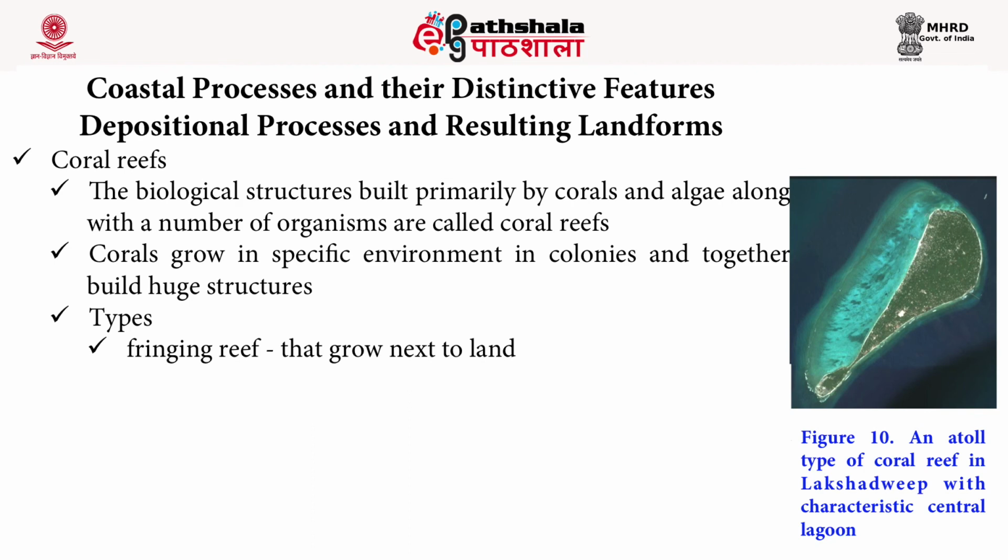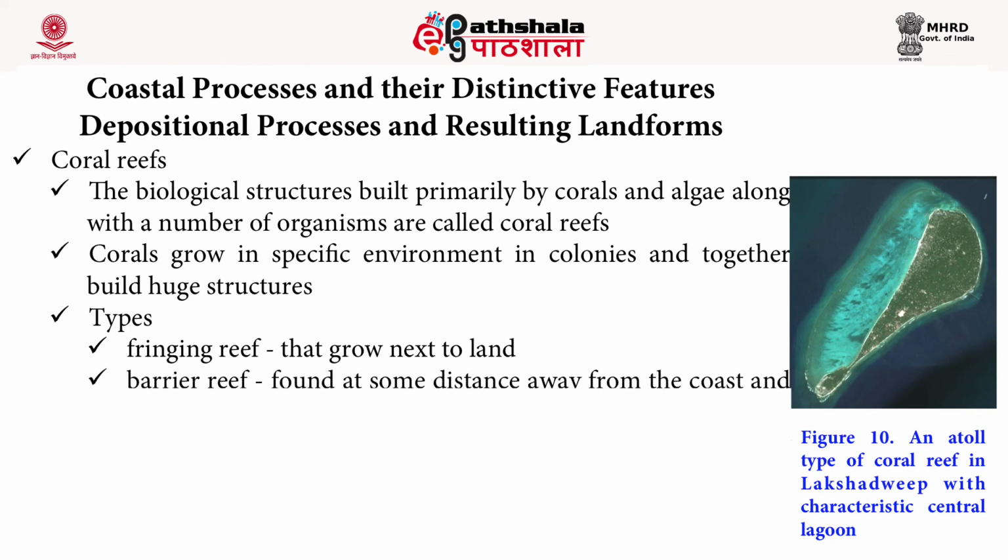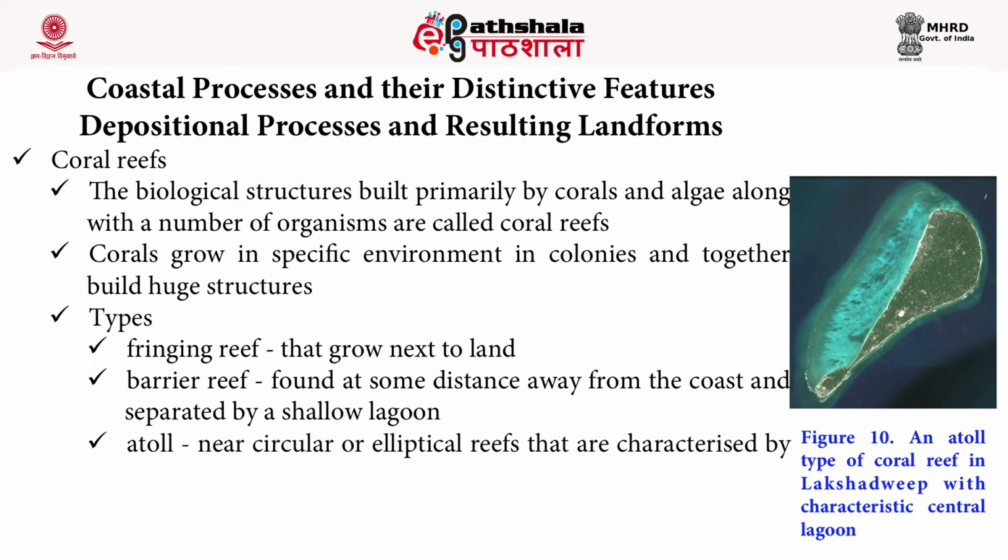The fringing reef that grow next to land, barrier reef that are found at some distance away from the coast and separated by a shallow lagoon. For example, the largest barrier reef is the Great Barrier Reef. And the third type is atoll, which are near circular or elliptical reefs that are characterized by the presence of a central lagoon, as you see in this figure.